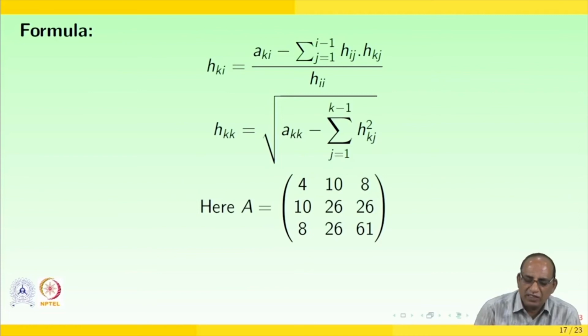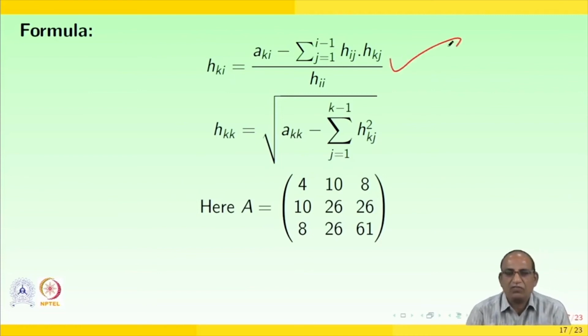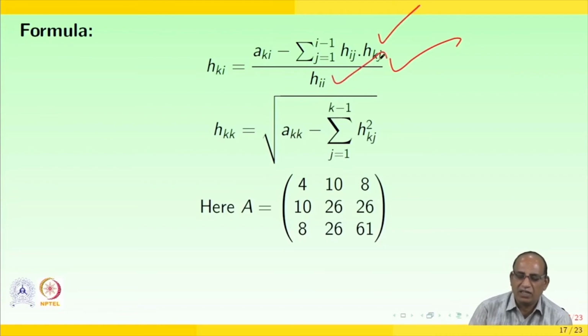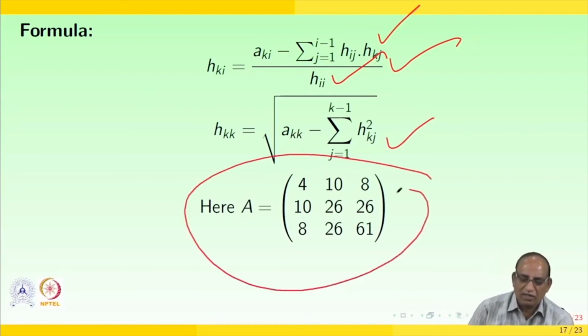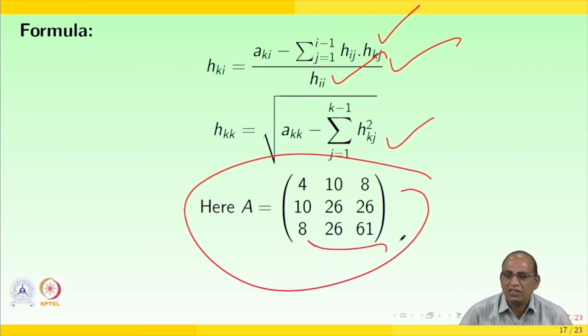And we can write this formula for Cholesky decomposition. H_k1 is A_ki minus the summation j equal to 1 to i minus 1 of H_ij times H_kj, divided by H_ii, and H_kk will be the square root of A_kk minus the summation j equal to 1 to k minus 1 of H squared kj. Ultimately you get this matrix A equal to 4, 10, 8; 10, 26, 26; 8, 26 and 61.